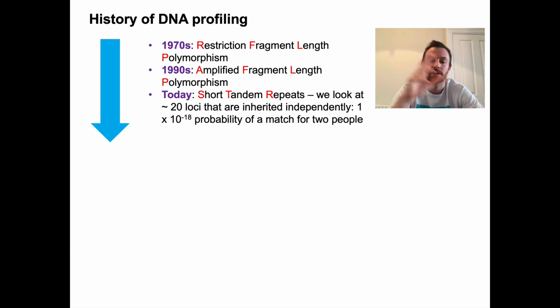And we actually look at 20 different places, 20 different loci in the chromosome, across the different chromosomes that are inherited independently. So that means that they're on different chromosomes, so they don't show linkage. And so there's the probability of 1 times 10 to the minus 18 of a match for two people that are not identical twins. So it's pretty accurate. That is a really, really small probability.